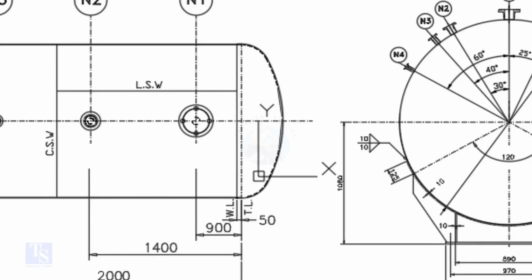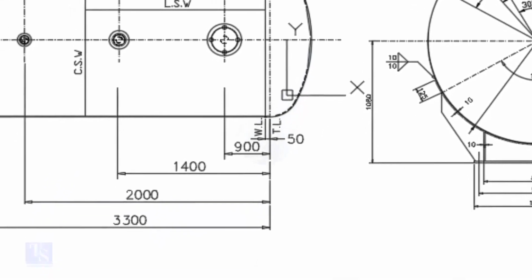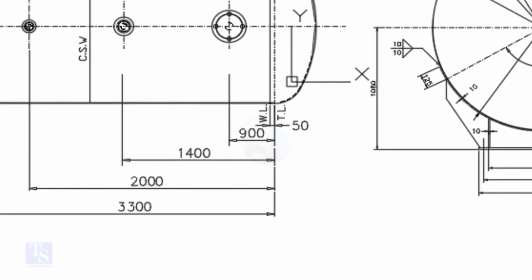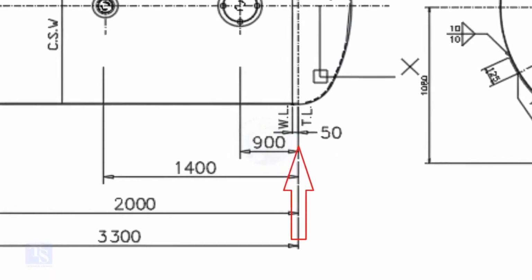In this drawing, the nozzle center distance is starting from the TL. In some drawings, you may see the nozzle center is given from the WL, so, before starting the marking, carefully see these things.